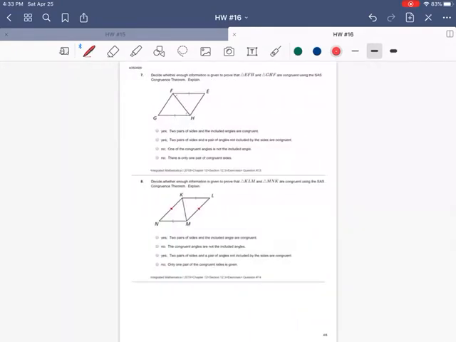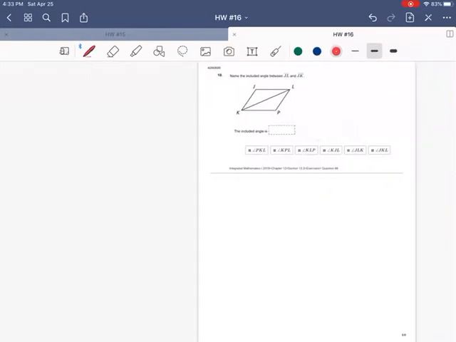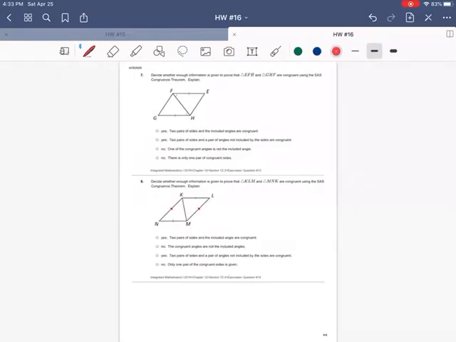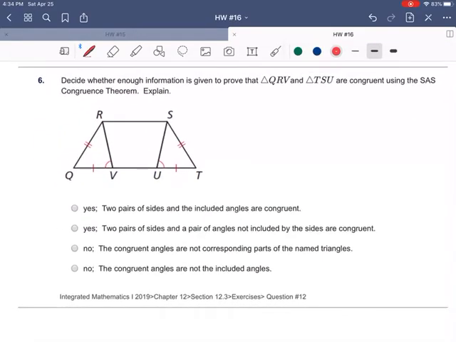Okay, number 6. Hold tight. Okay, number 6, we've got QRV. Well, on that one, we have side, side, angle. So I'm just going to stop right there. That is not side, angle, side. So it's going to be a no. The congruent angle is not included in the angle. Included in between the two sides would be right here. It's right there. So it's this one.